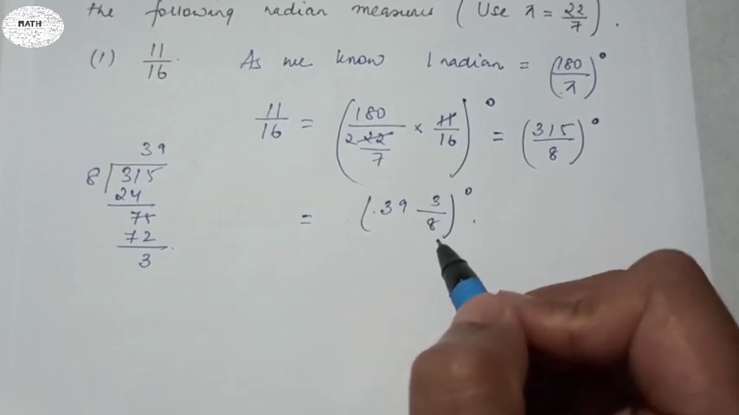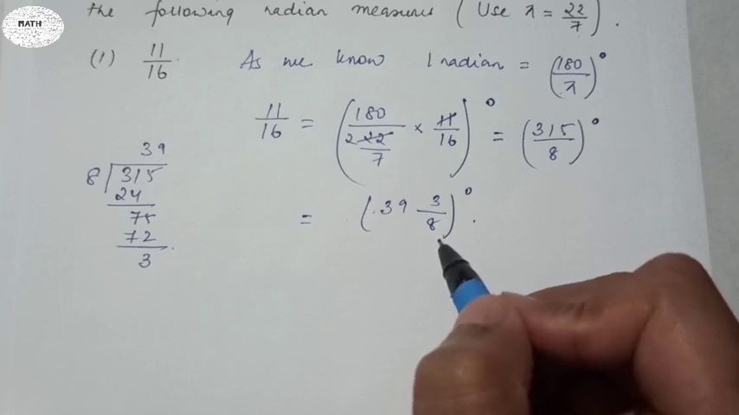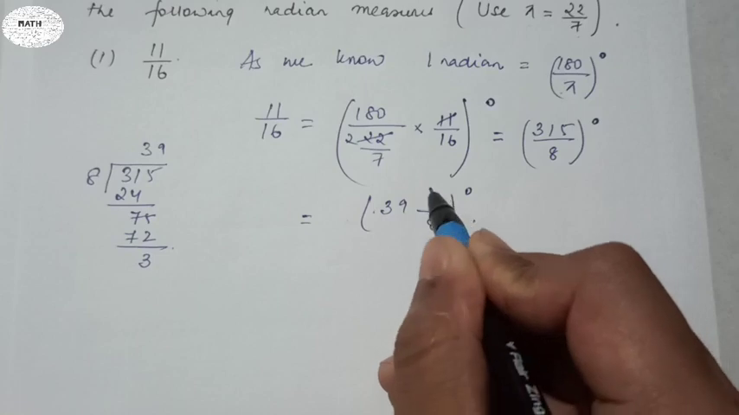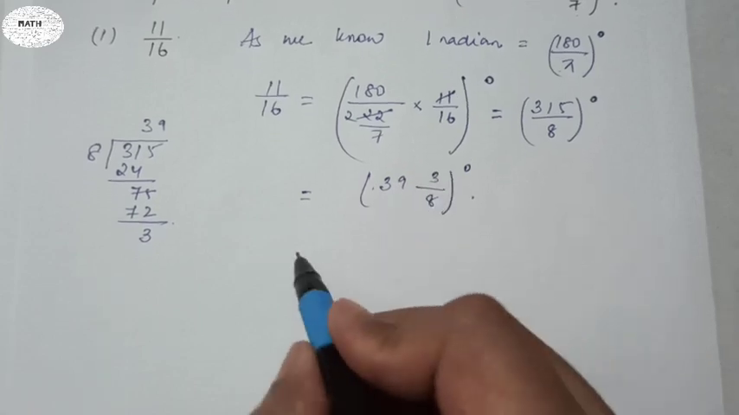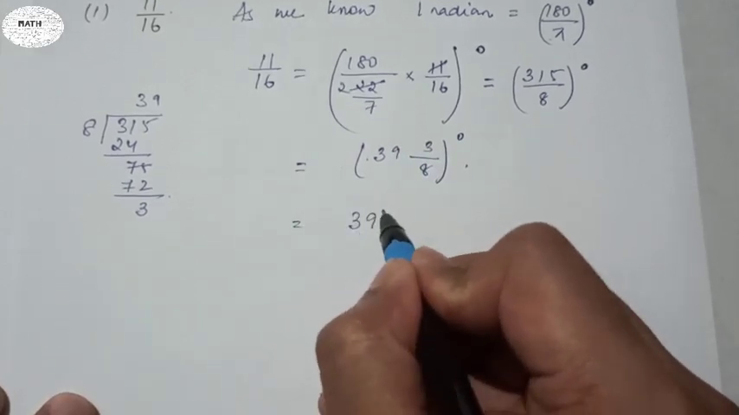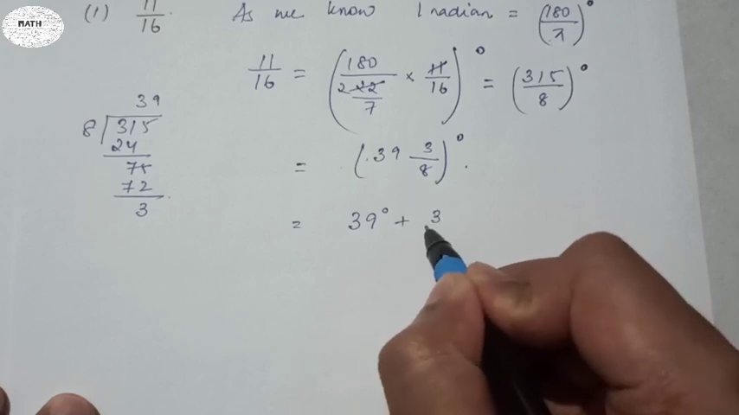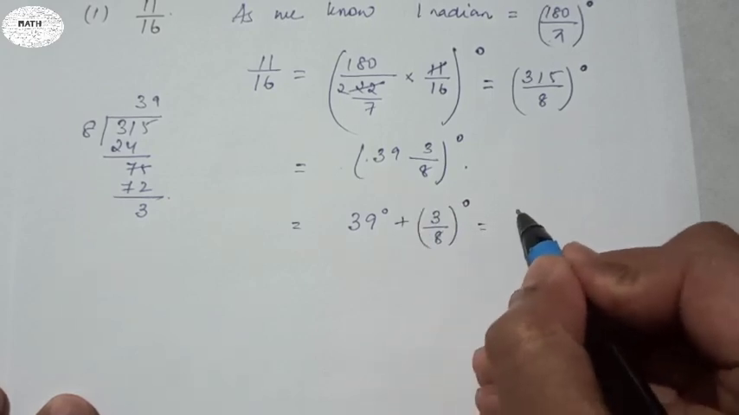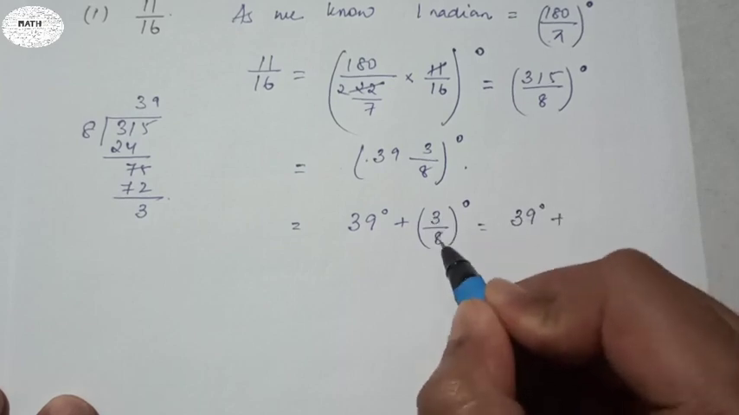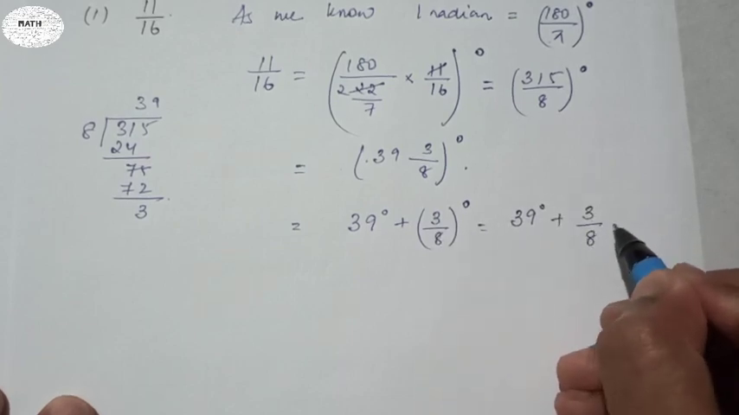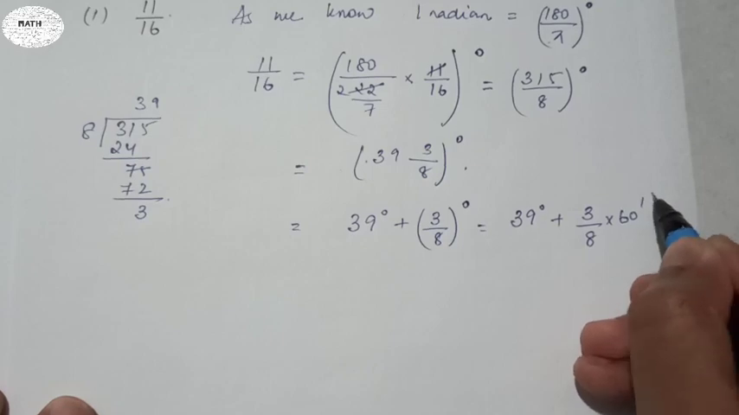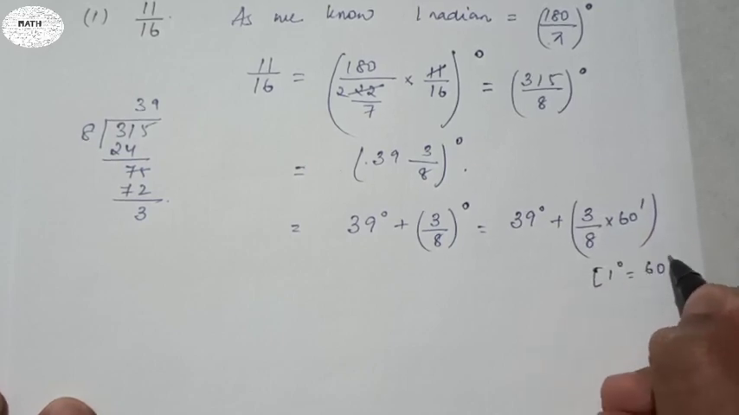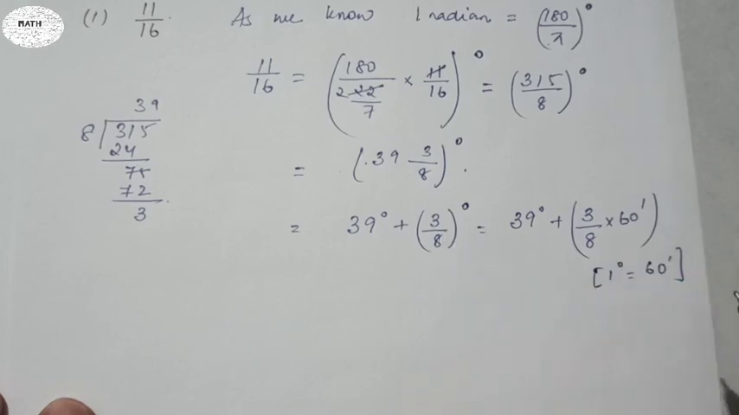But in the answer, we have the answer in minutes and seconds, which does not match this one. The answer doesn't match, right? So let me convert that. That is 39 degree plus 3 by 8 degree. Then I can say 3 by 8 into 60 minutes. Why? Because 1 degree is equal to 60 minutes. So I've changed degree into minute.